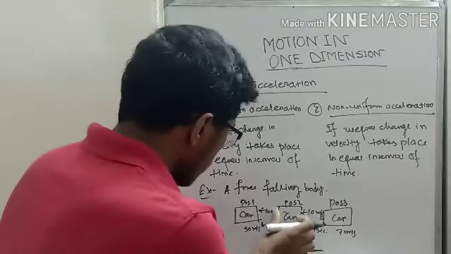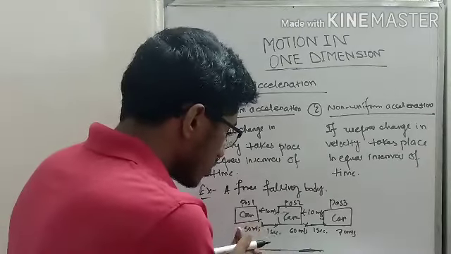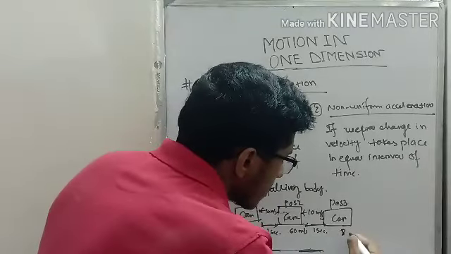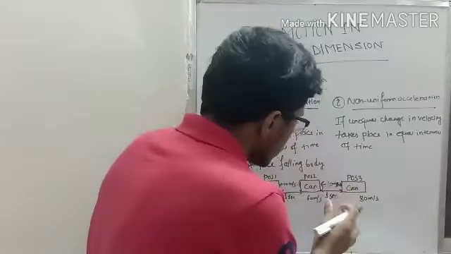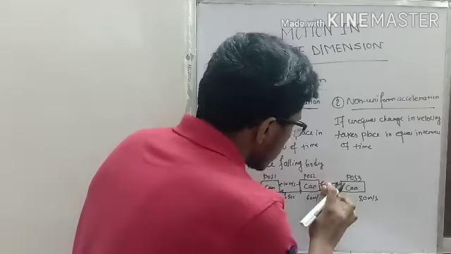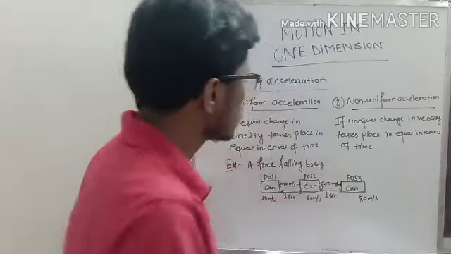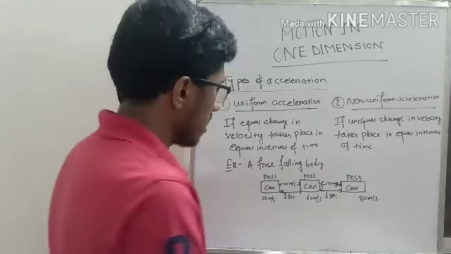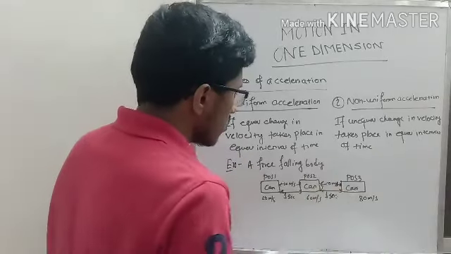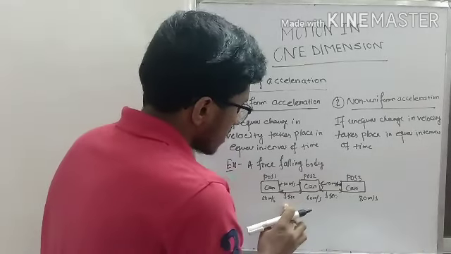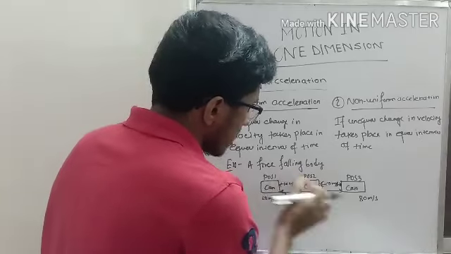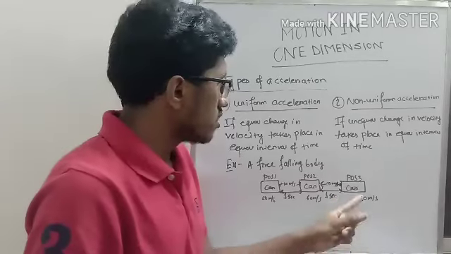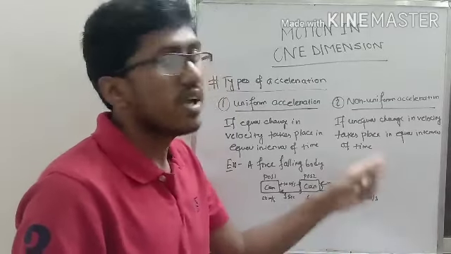Okay. Now see, 70 meters per second in this position, and the time interval I am taking is the same, and say this velocity is 80 meters per second. Here the change of velocity is 20 meters per second. So here unequal change in velocity takes place in equal intervals of time. In the first 1 second, the change in velocity is 10 meters per second, and in the next 1 second, the change in velocity is 20 meters per second. So this case we can consider as a non-uniform acceleration.